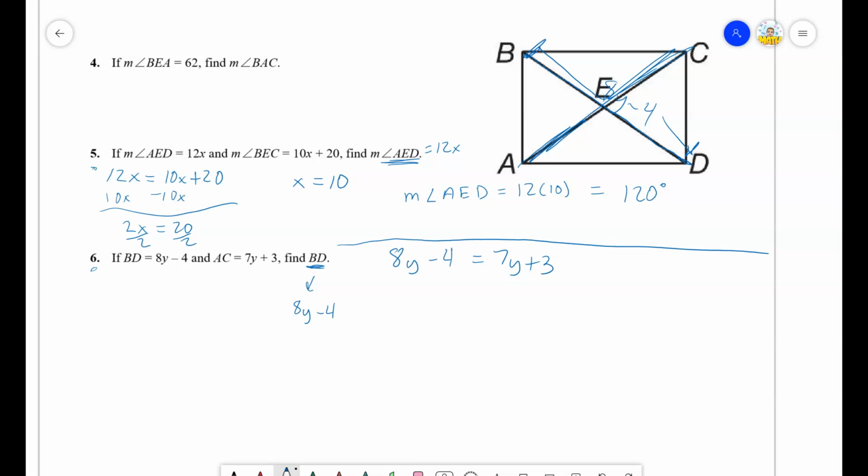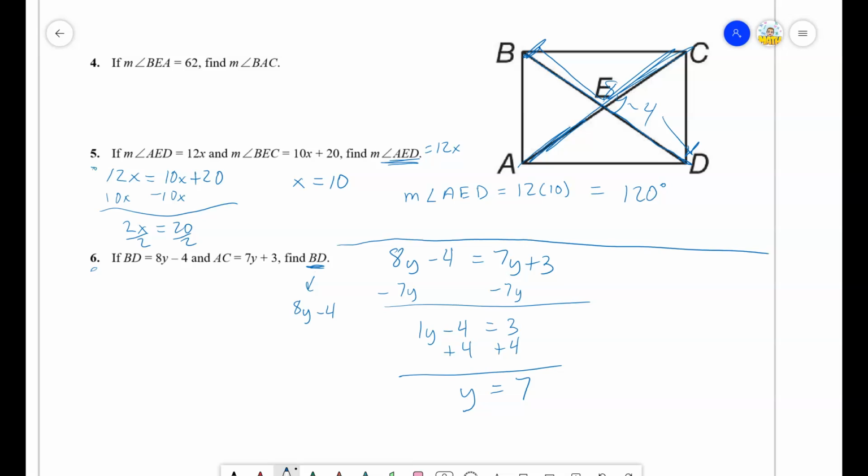Okay, and now finally, remember, we'll have two steps here. We want to find BD, which we know is 8y minus 4, but first we have to see that the diagonals are equal to each other. That gives us an equation that we can solve. So 1y minus 4 equals 3, and this solves pretty quick and painless and easy for us. We get y is equal to 7.